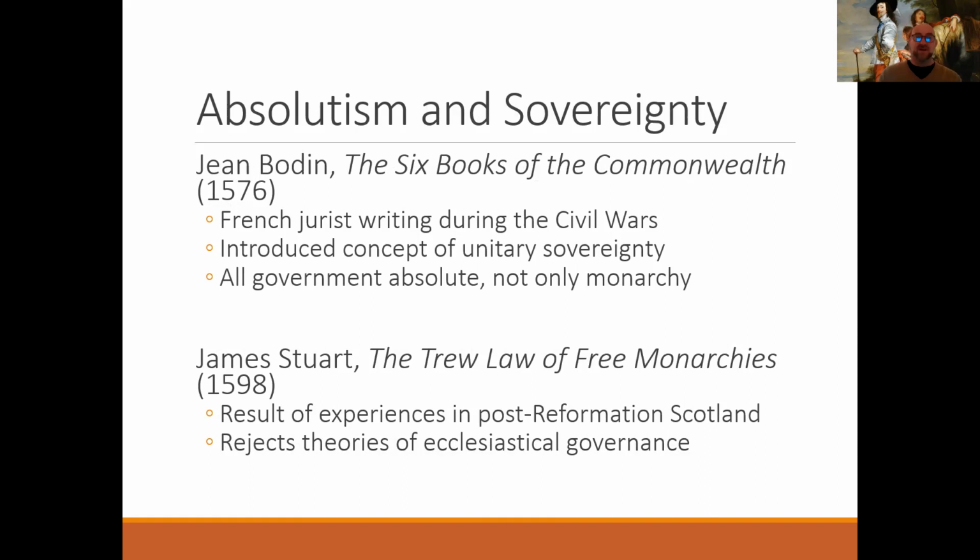And this is the other trick about his theory, that this doesn't just apply to kings. Basically, there are three forms of government in his mind, any legitimate form of government, which are monarchy, aristocracy, or democracy. The will of the sovereign is absolute, whether it's a person or a group of persons.